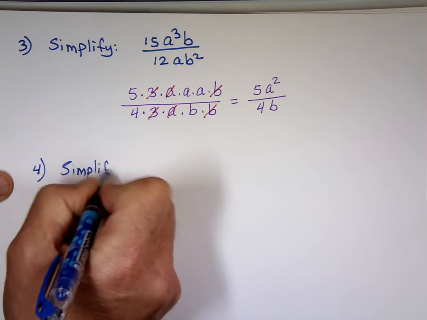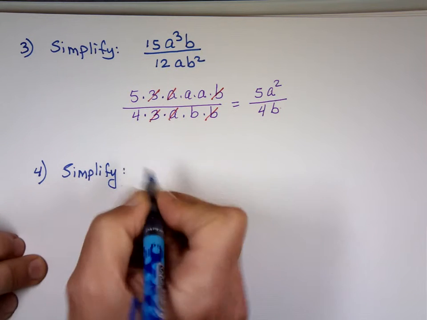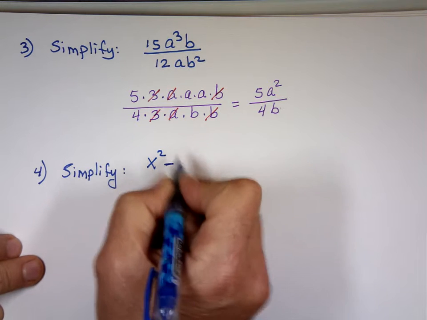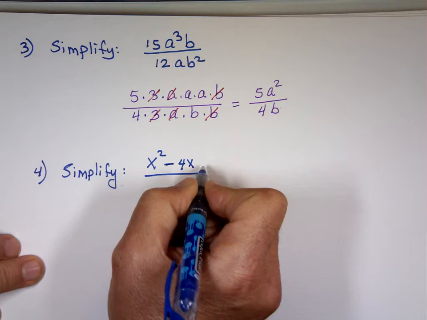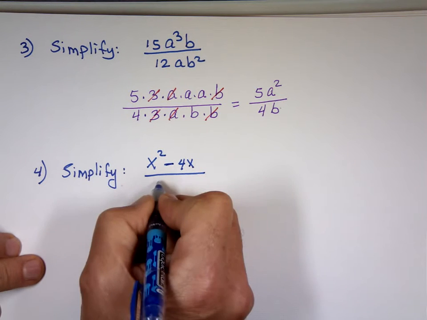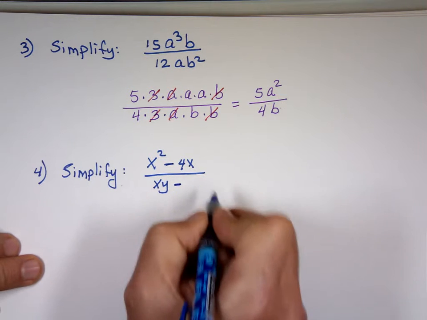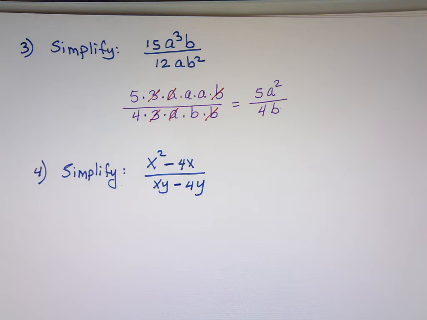Another one. Simplify x squared minus 4x over xy minus 4y.